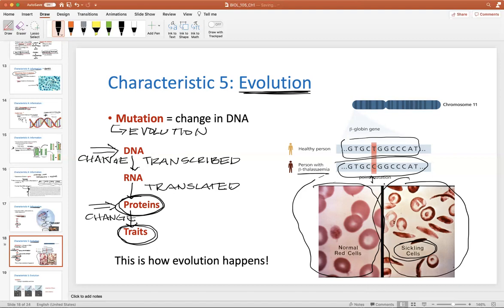Now, why is that important? Well, a normal person has functioning red blood cells that carry oxygen quite well and can flow through your blood vessels quite well. A person with sickle cell disease has misshapen blood cells and they're not going to flow through your capillaries as well. Therefore, oxygen is not going to be distributed or picked up by these cells quite as well, okay? So you can imagine that this now becomes a trait that evolution can act upon.